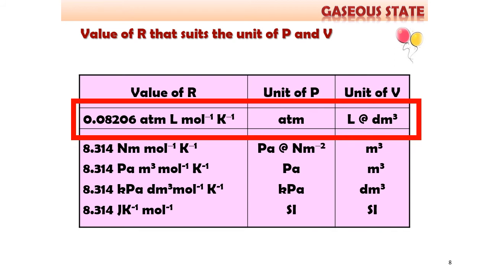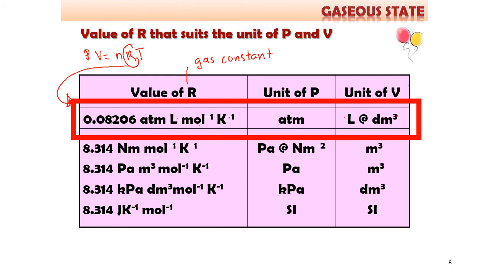Okay, so for the value of gas constant that we will use, remember R is the gas constant inside the equation PV equals nRT. So we will normally use the value of R, which is 0.08206 atm liter per mole per Kelvin, and the unit for pressure is atm, volume is liter or dm cube.